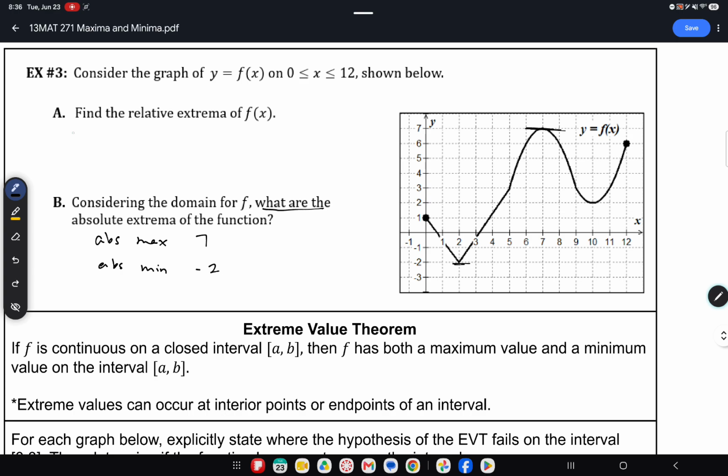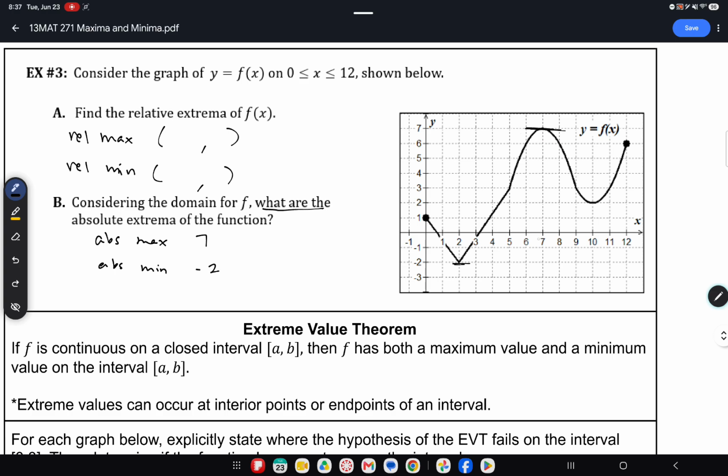Find the relative extrema. So relative max, relative min. I'm just going to give the ordered pair. It doesn't say what or where. I'm just going to give the ordered pair. So relative maximum.